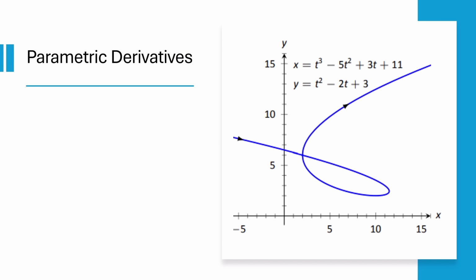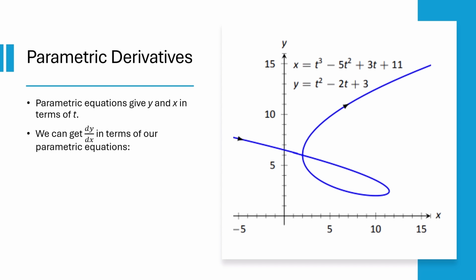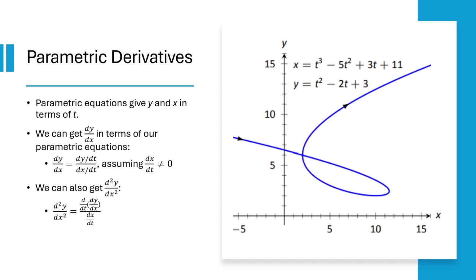Parametric functions give y and x separately in terms of t. We can get dy dx in terms of our parametric equations by dividing dy dt by dx dt, assuming that dx dt does not equal 0, because we can't divide by 0. We can also get the second derivative by taking the derivative with respect to t of dy dx and then dividing that by dx dt, again assuming that dx dt does not equal 0.